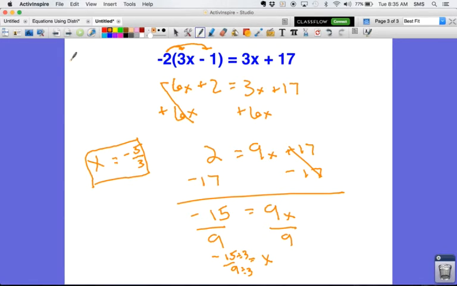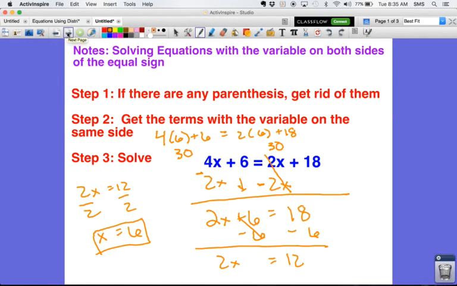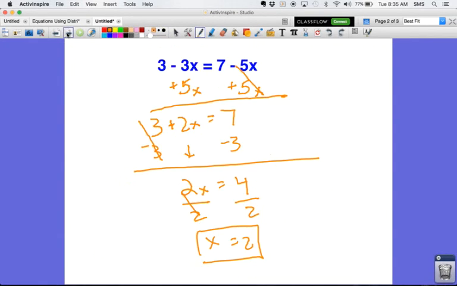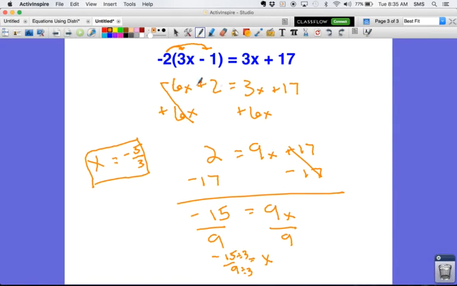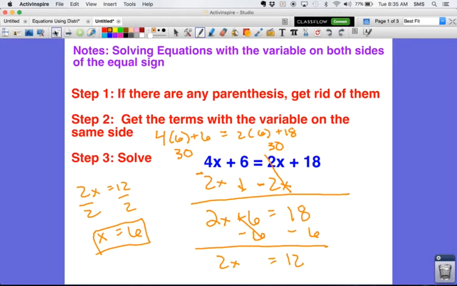Okay, so quick review. That was the last example. The biggest thing, you guys, is first, if there are any parentheses, get rid of them. So that's what we did in this first problem. We used the distributive property, got rid of it. And then step 2 is we get the terms of the variable on the same side. So when I have the variable on both sides of the equal sign, I need to move the entire term just by addition and subtraction by doing the opposite. So if it's positive, I'm going to subtract it. If it's negative, I'm going to add it. And then we solve just a normal simple equation.